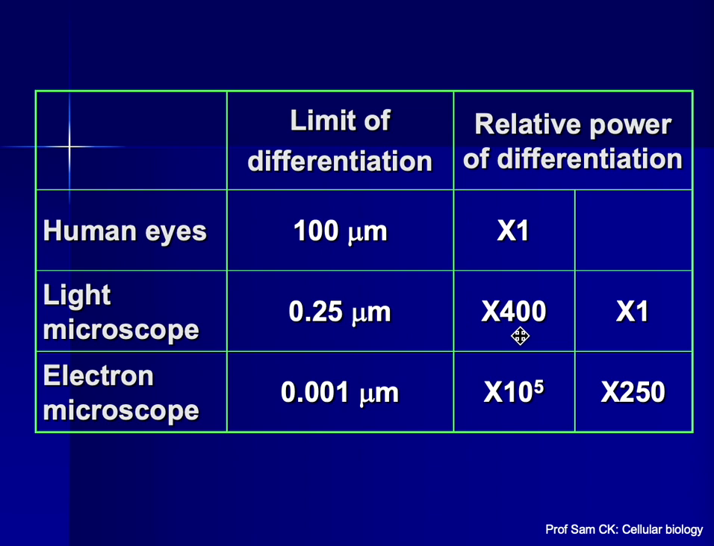And if we make this a relative power of differentiation, the electron microscope is much more powerful. It can differentiate up to 0.001 micron, or 250 times more than the light microscope. That's really powerful.